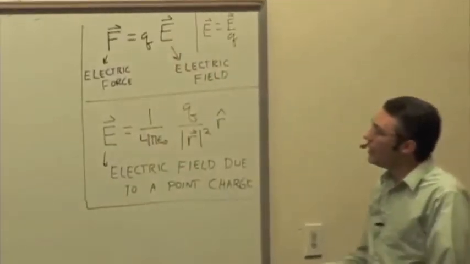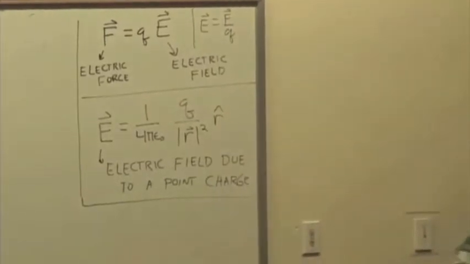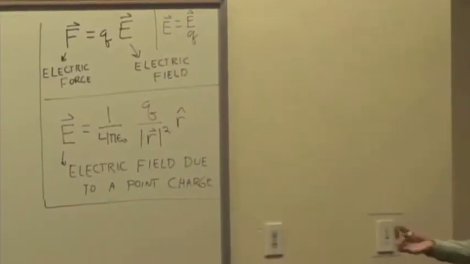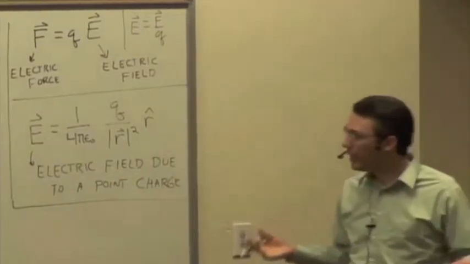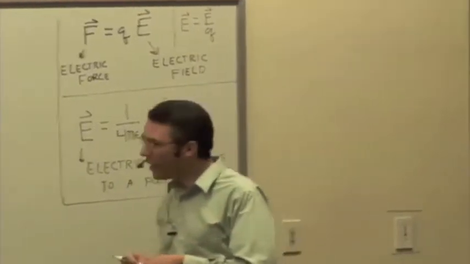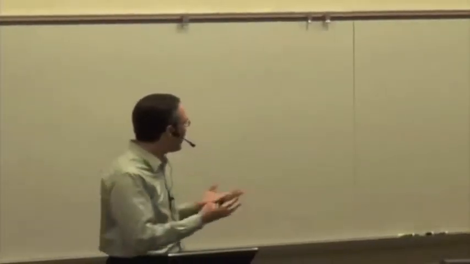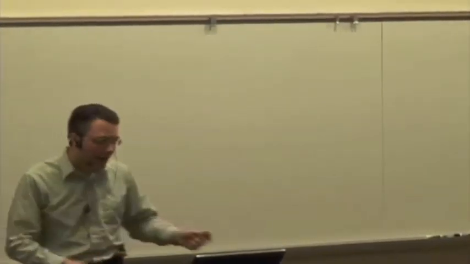Then our second idea we talked about last time was the electric field due to a point charge. What causes electric field in the first place? We have the idea that an electric field is created by charged particles. Electric field is set up basically everywhere in space.